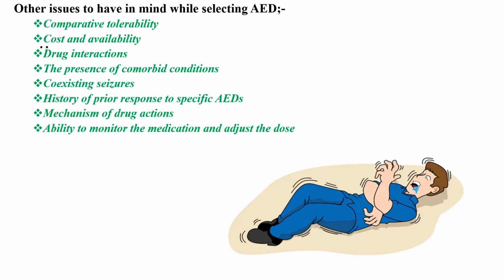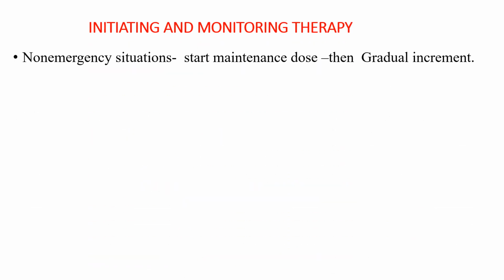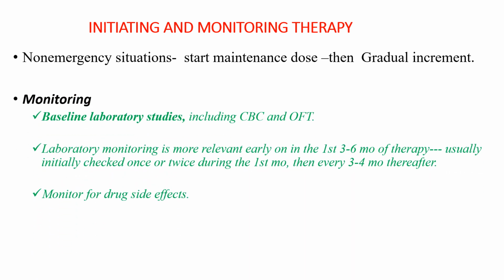Other issues to have in mind while selecting an anti-epileptic drug include comparative tolerability, cost and availability, drug interaction, the presence of comorbid condition, history of prior response to a specific anti-epileptic drug, mechanism of action, and the ability to monitor the medication and adjust the dose. In a non-emergency situation, start a maintenance dose and then gradually increase. Monitor by baseline laboratory studies, including CBC and organ function tests. Laboratory monitoring is more relevant in the first 3 to 6 months of therapy. Monitor for drug side effects also.